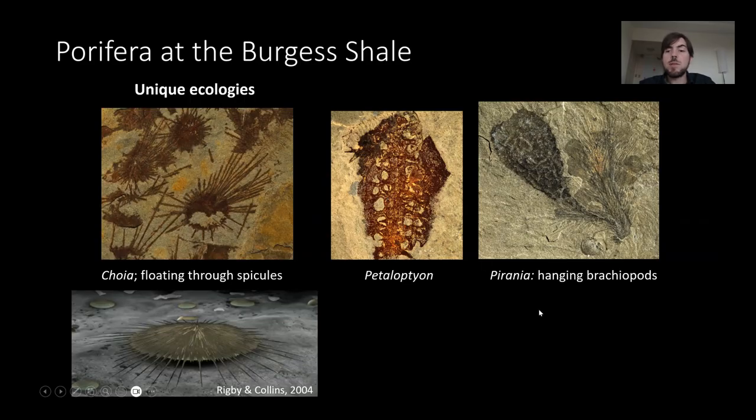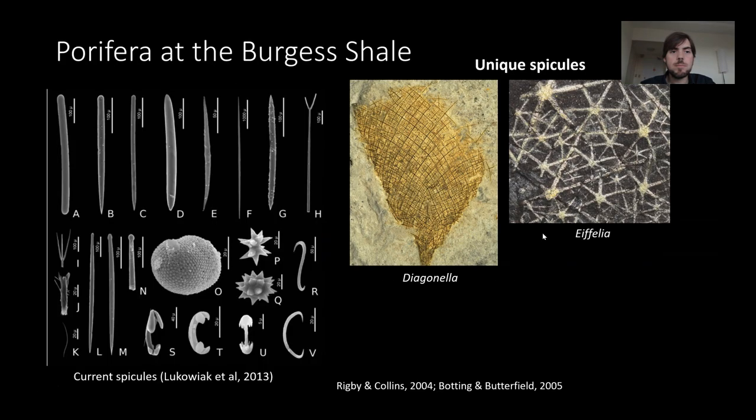And then we have, for example, Pirania. Pirania is an interesting sponge because it has brachiopods, which is another animal that has a shell, stuck on top of the sponge. So we think that maybe they were in symbiosis, or maybe these brachiopods were commensalists, taking advantage of the filter currents of the sponges, or maybe for habitat or protection. But it's an interesting association between two groups of animals.